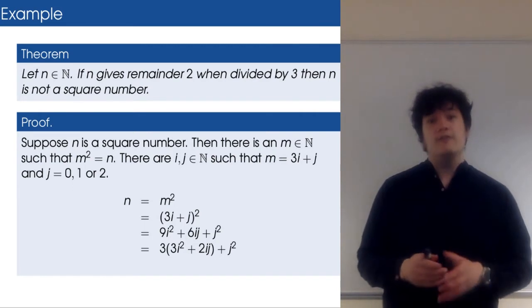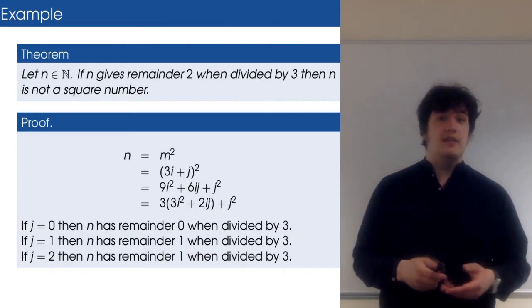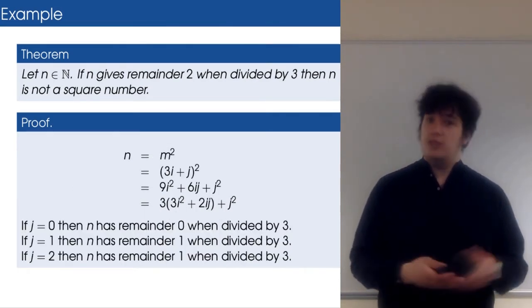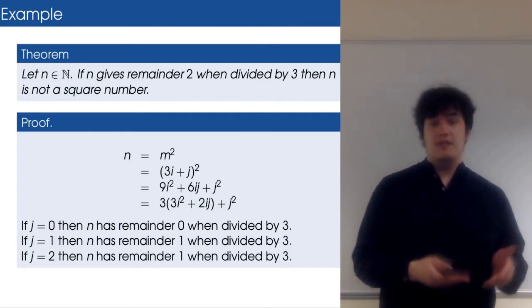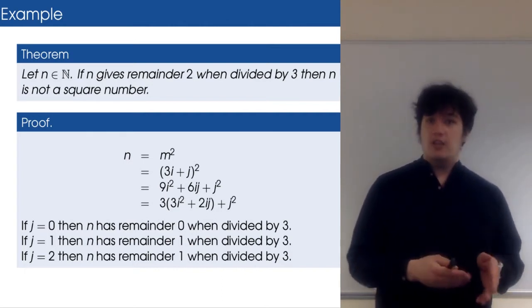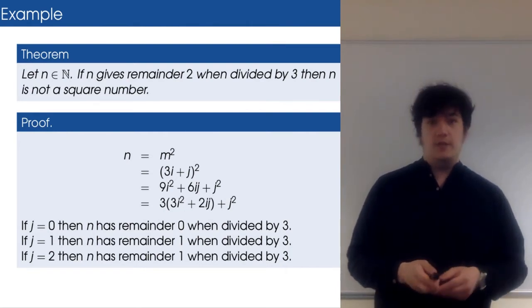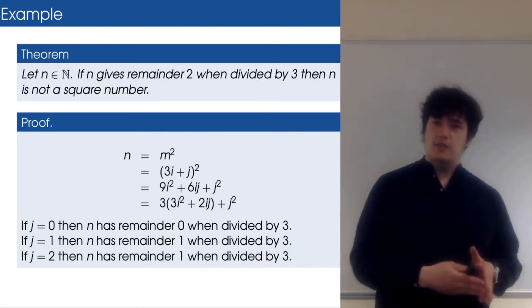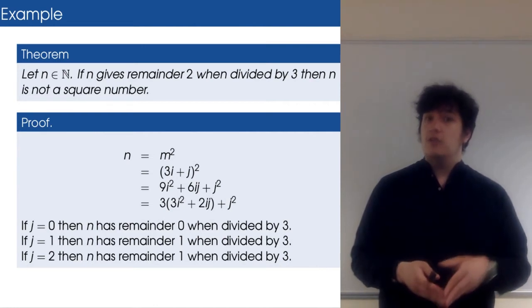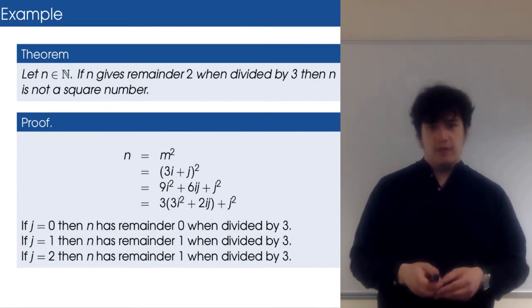Now let's look at all the different values that j can take. If j is 0, then j squared is 0, and this means that n is divisible by 3. If j is 1, j squared is 1, so n has remainder 1 when divided by 3, and if j is 2, j squared is 4, so n has remainder 1 when divided by 3.